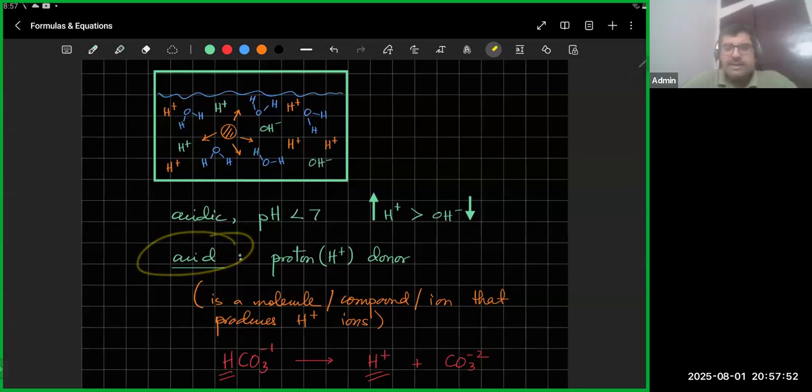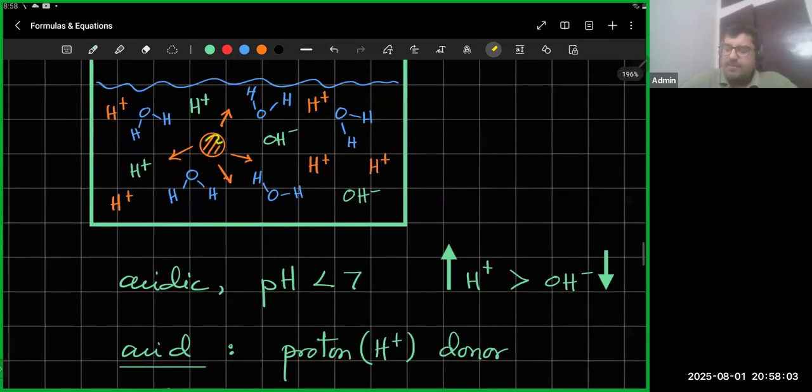Okay, we did all the acids. What were acids? Technically, the only definition for acid is that it's a proton donor. It's a particle that produces H plus 1 ions. So if you add a particle that releases H plus 1 ions in water, right?